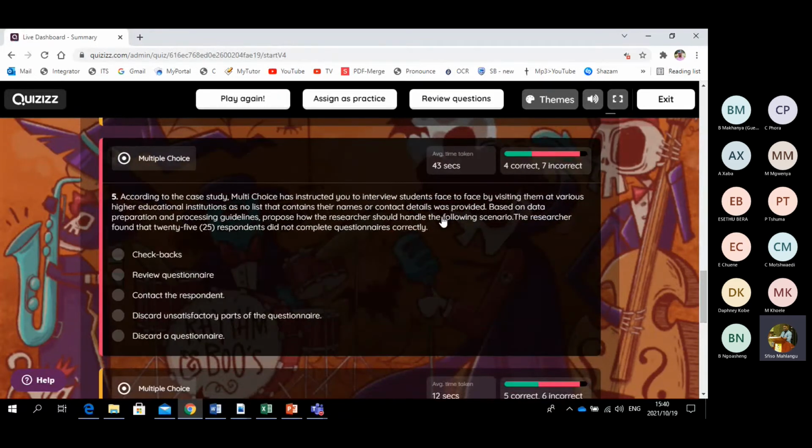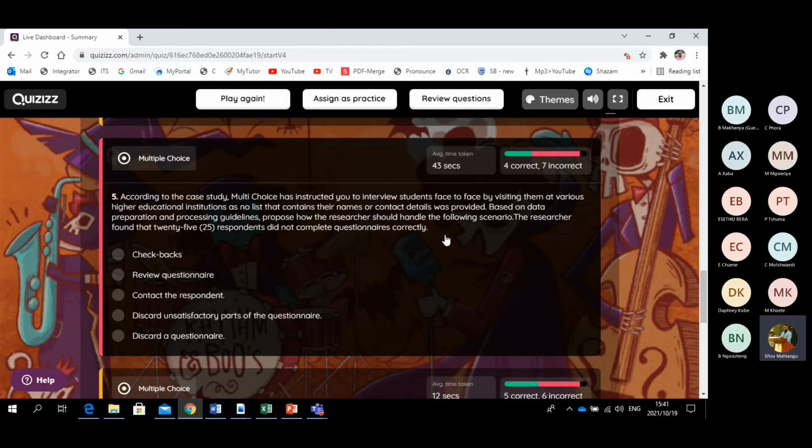Okay, so if you read here, it says, according to the case study, MultiChoice has instructed you to interview students face-to-face by visiting them at various higher educational institutions, as no list that contained their names and contact details was provided. So based on the data preparation and processing guidelines, propose how the researcher should handle the following scenario. The researcher found that 25 respondents did not complete questionnaires correctly.